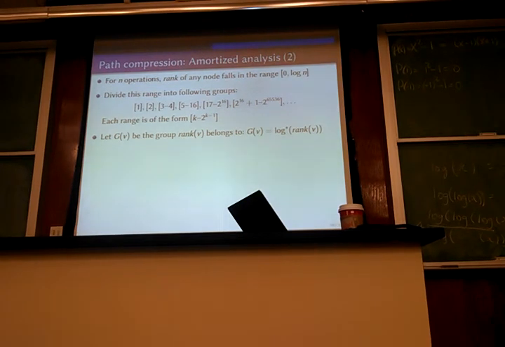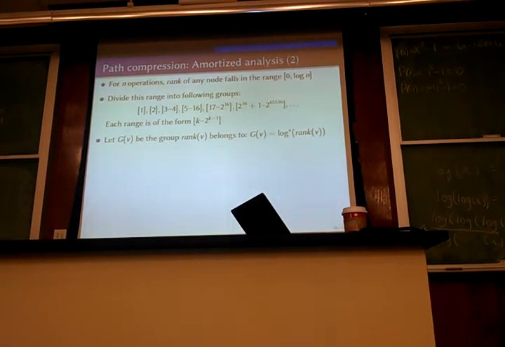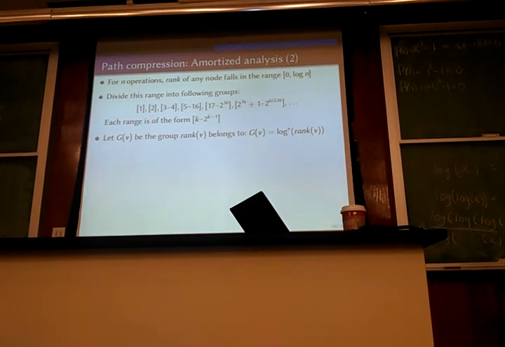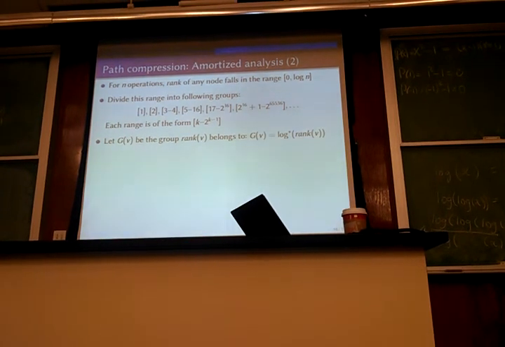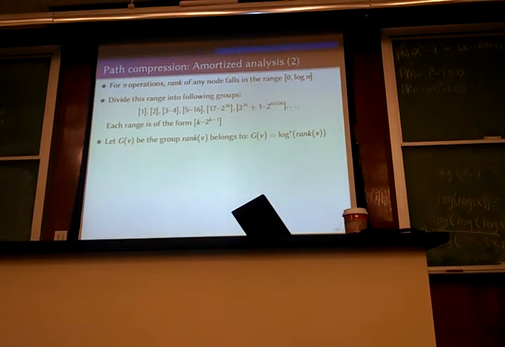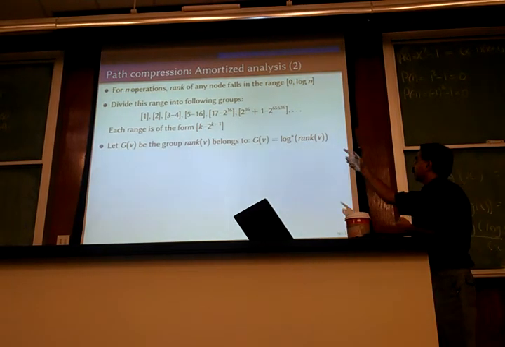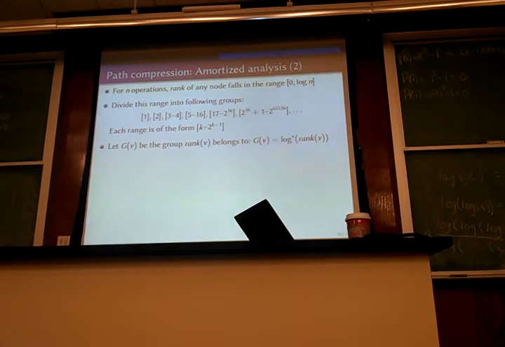So what we are going to do is define this function g, and g is basically log star of rank of v. So it's picking the group to which a vertex, a node, belongs, based on its rank.